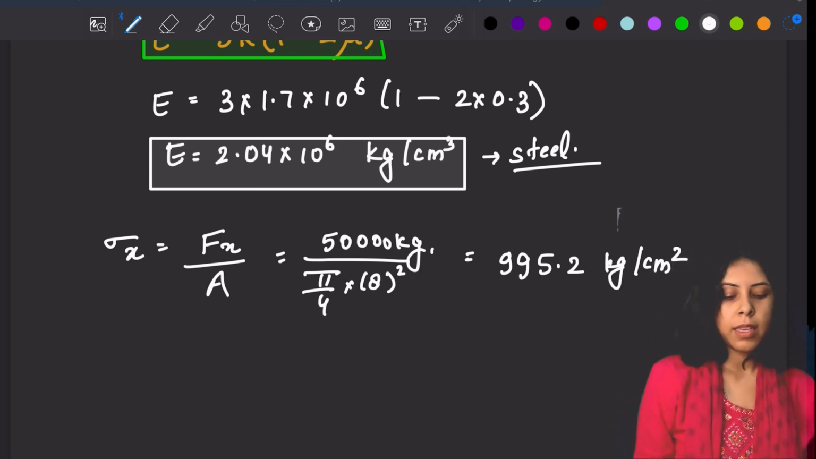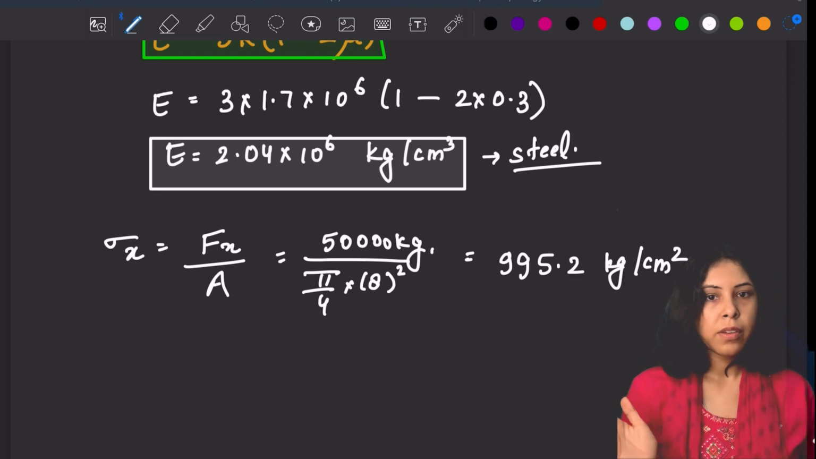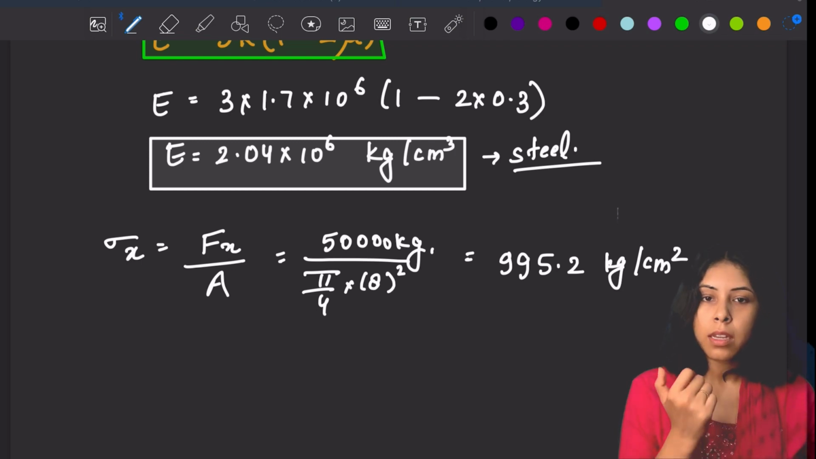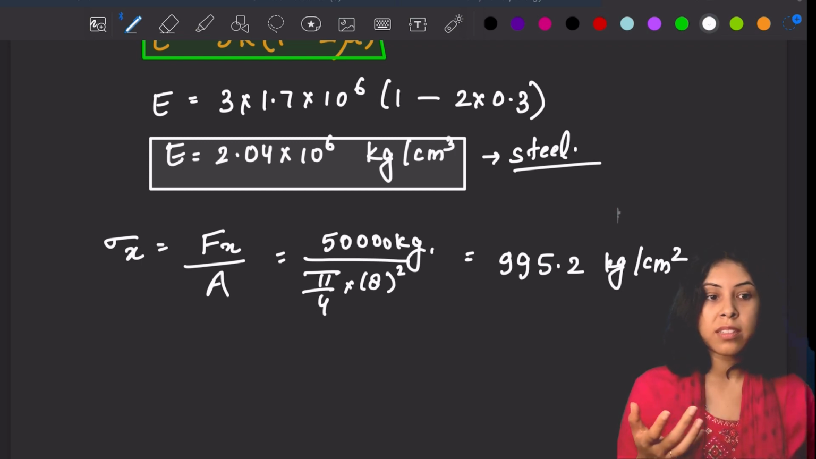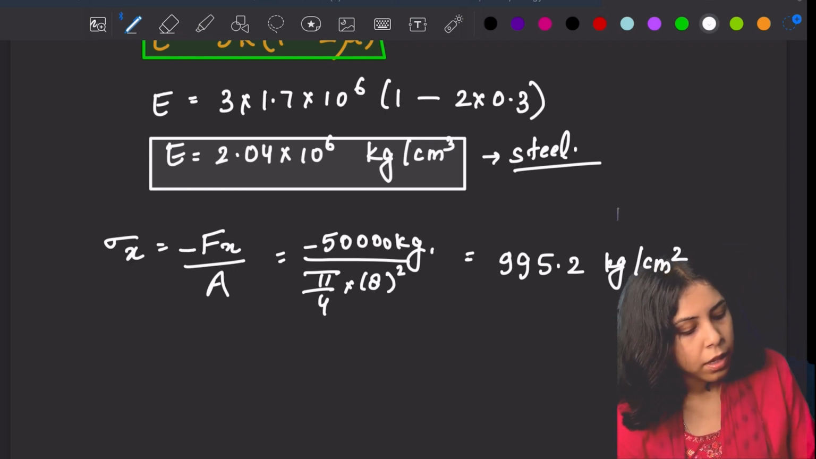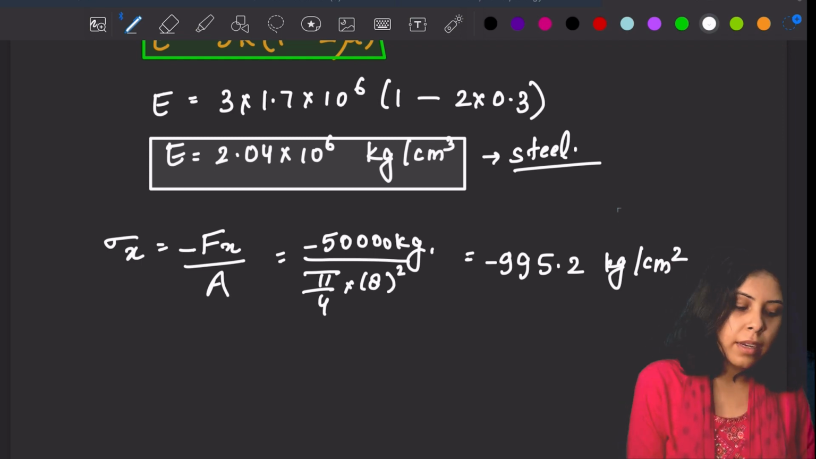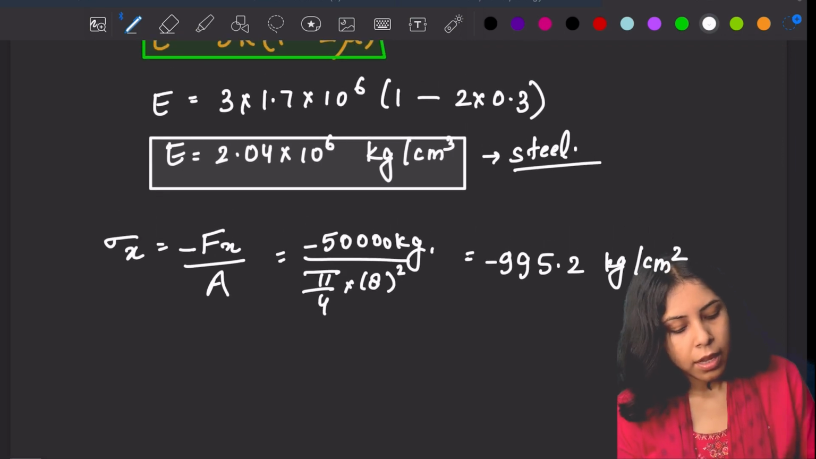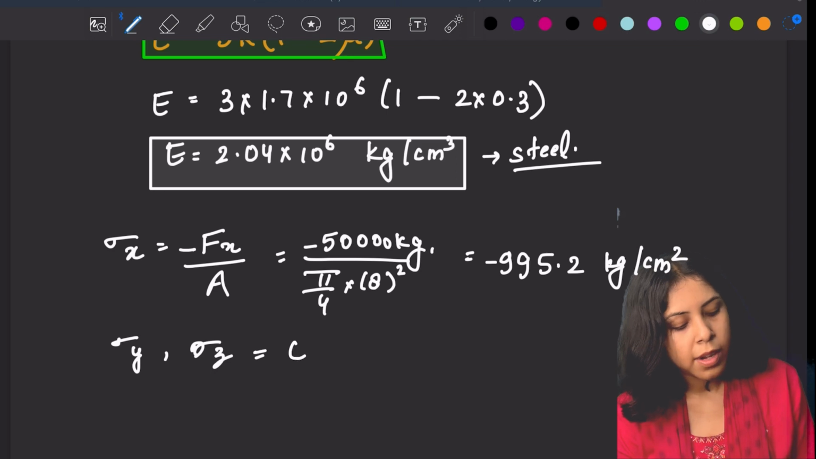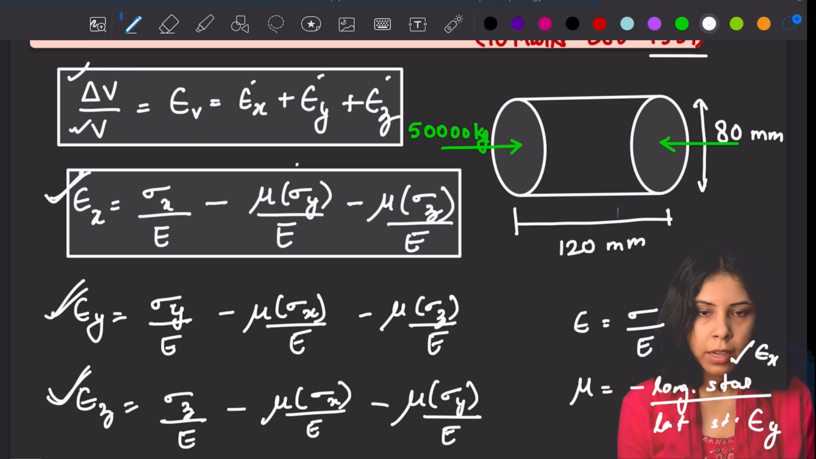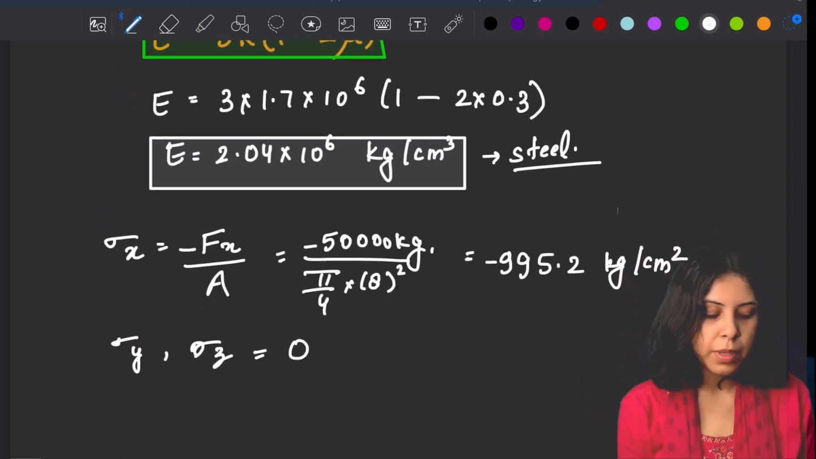And another thing, whenever there is a tensile force, we take the stress as positive, and whenever there is compressive force, we take the stress as negative. So the stress will be negative. I got sigma x value as minus 995.2 kg per centimeter square. Sigma y and sigma z will be 0 because there is no force acting on the body in y direction and z direction.